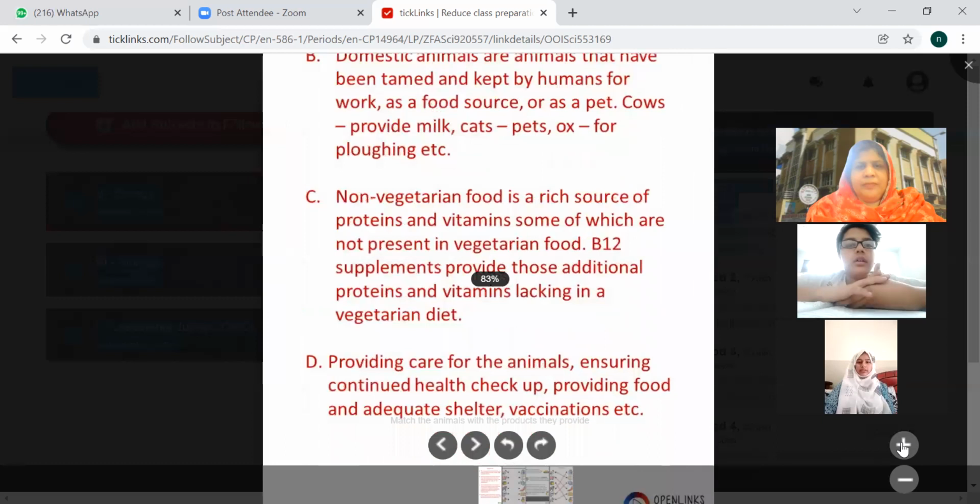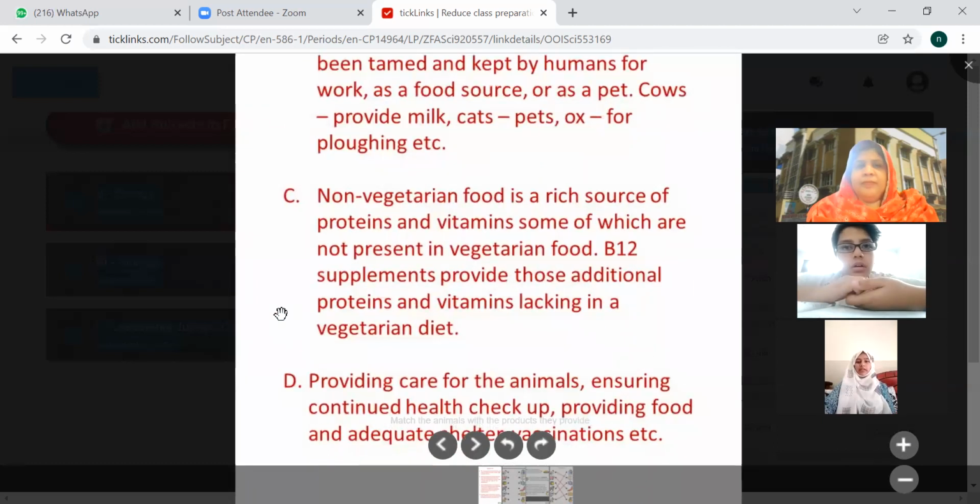Non-vegetarian food is a rich source of proteins and vitamins, some of which are not present in vegetarian food. B12 supplements provide those additional proteins and vitamins lacking in a vegetarian diet. Okay, so that is the reason why we have to have both types of foods, veg and non-veg. If you are taking non-veg, any doubts in this? Both of you could understand?